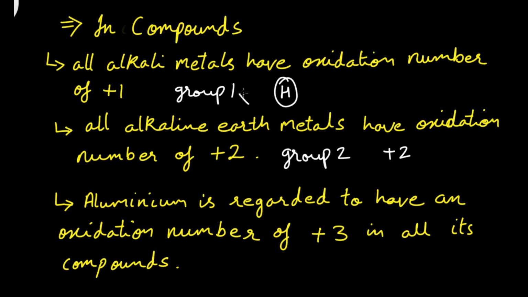You can go by this one also. Group 1 means +1 oxidation state. Group 2 means +2 oxidation state. That's it.